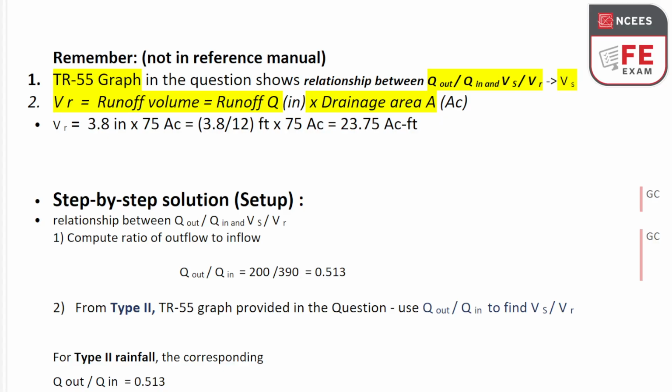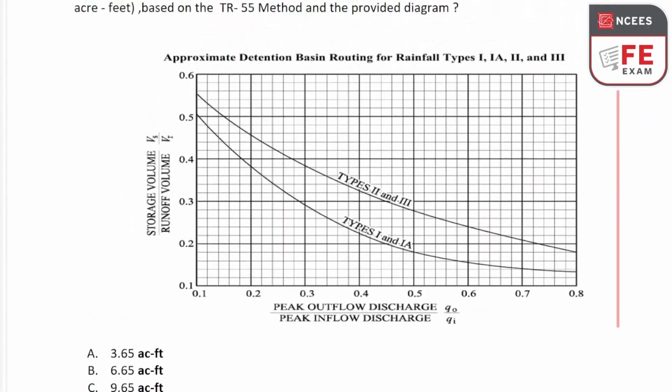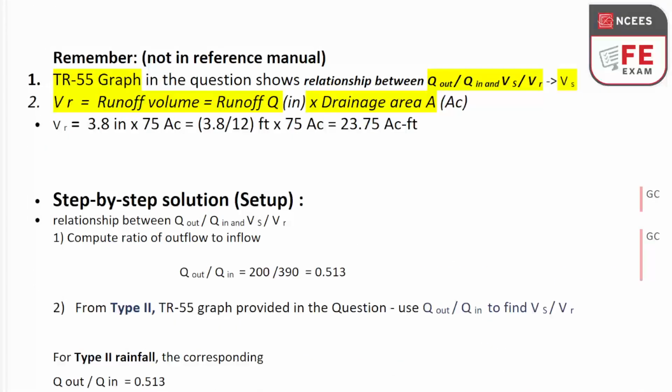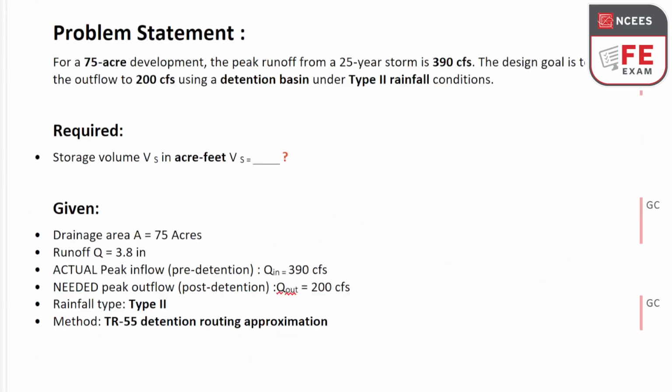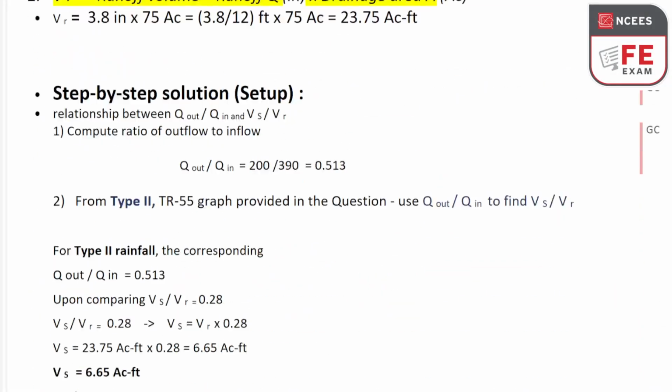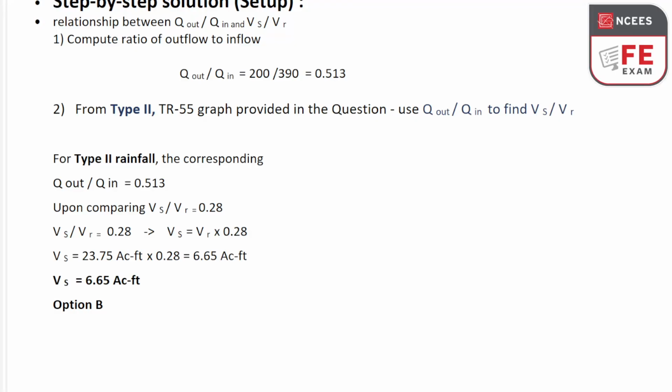Okay. So with no further ado, let's start substituting things. So Vr is equal to 3.8 inches times 75 acres. Inches have to be converted into feet because we want Vs in acre feet, not acre inches. So once you substitute all these numbers and use your calculator, you get Vr as 23.75 acre feet. Okay. And we have the Q out, which is 200, and Q in as 390. Q out by Q in will be 200 by 390, which is 0.513.